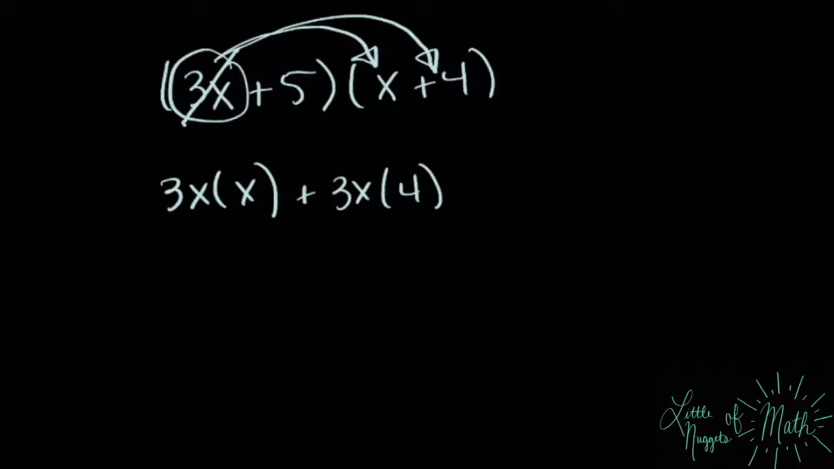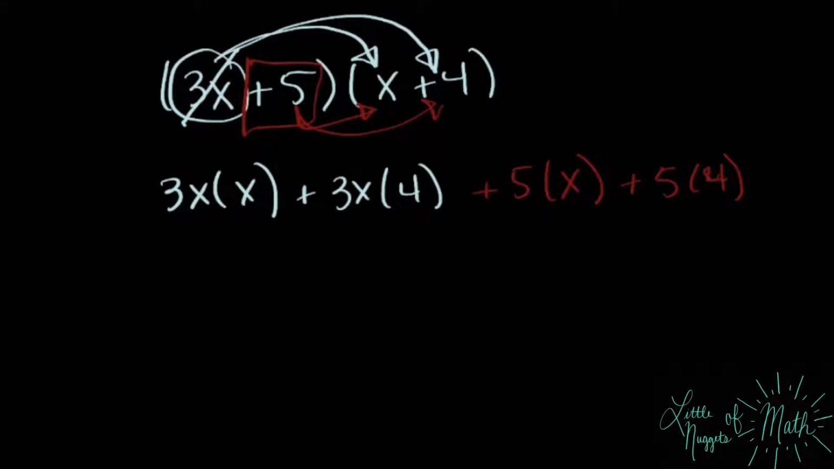The next term that we have left is this plus 5. We're going to do the same thing we just did. Plus 5 times x and plus 5 times 4. Once again, we've made this a simple multiplying problem. 3x times x is 3x squared, plus 3x times 4 is 12x. 5 times x is 5x, and 5 times 4 is 20.